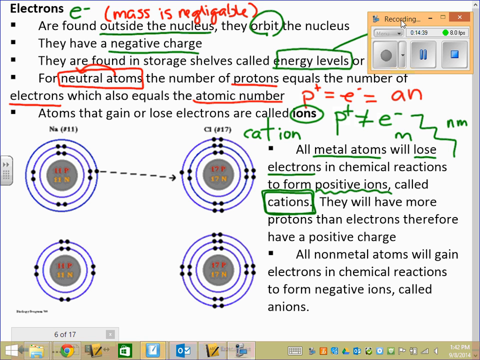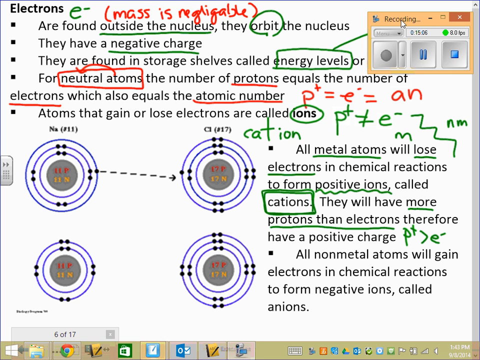The reason it's positive is because since a metal atom lost electrons, they now have more protons than electrons. That's why there's a positive charge. So if I wanted to be specific, when a metal atom becomes an ion, the number of protons is greater than the number of electrons.